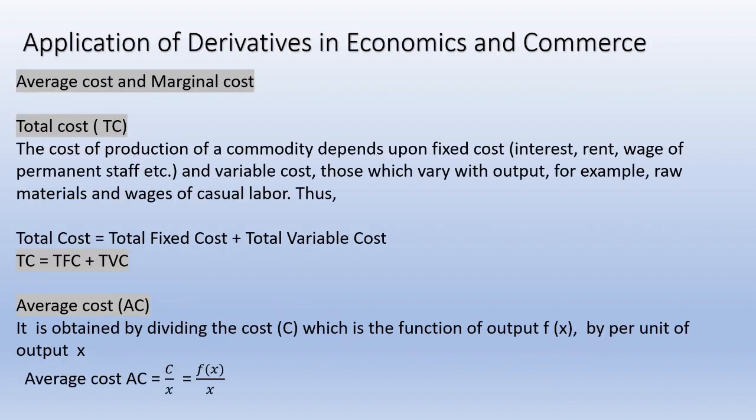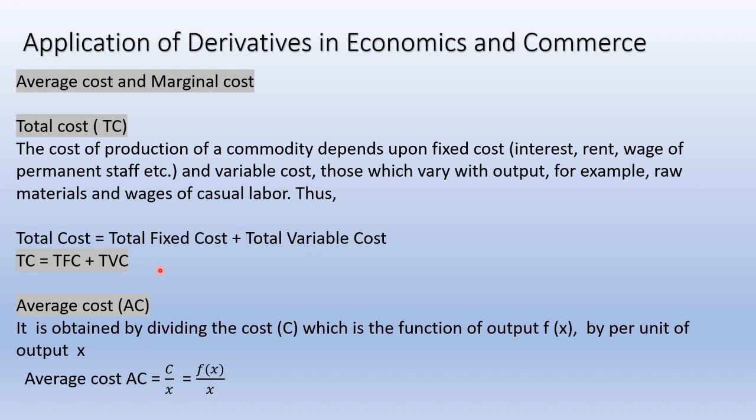Average cost and marginal cost. Total cost, TC: the cost of production of a commodity depends upon fixed cost, such as interest, rent, wages of permanent staff, etc., and variable cost, those which vary with output, for example, raw materials and wages of casual labor. Thus, total cost is equal to total fixed cost plus total variable cost. TC is equal to TFC plus TVC.